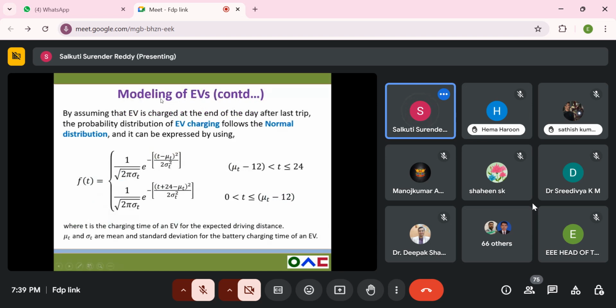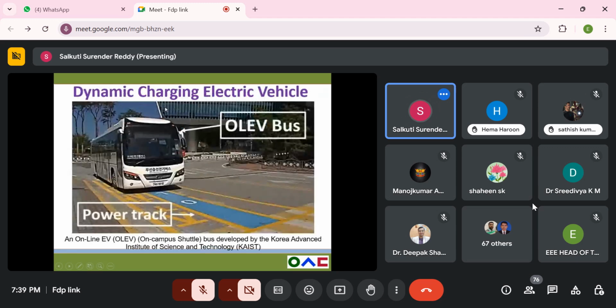Now we need to model the uncertainty related to electric vehicles. The electric vehicle data closely follows the normal distribution function. Based on the normal distribution function, you can model the electric vehicles into the grid.